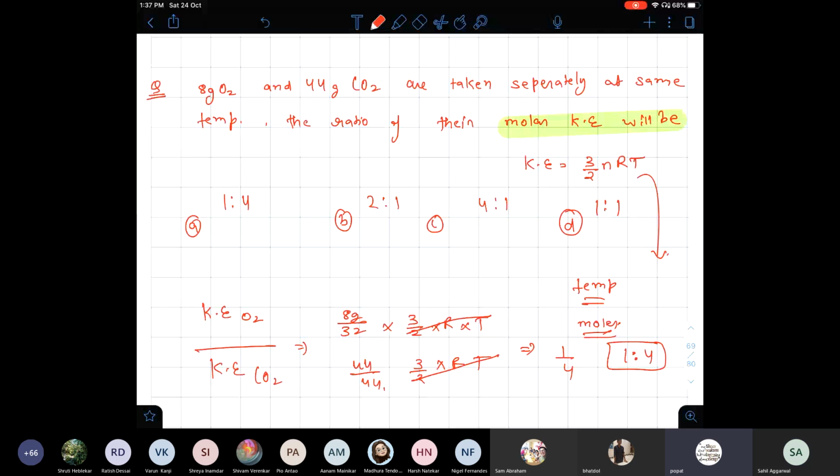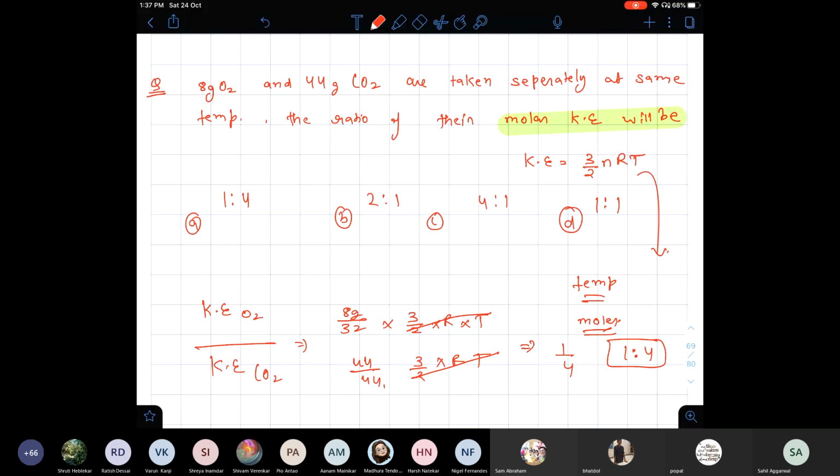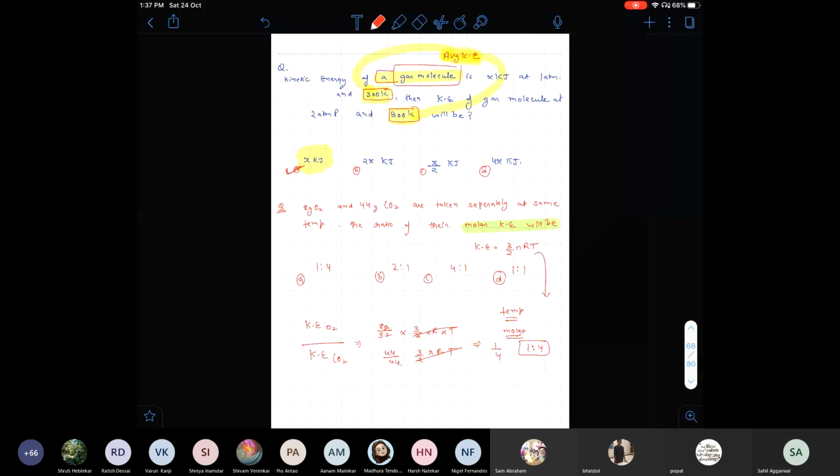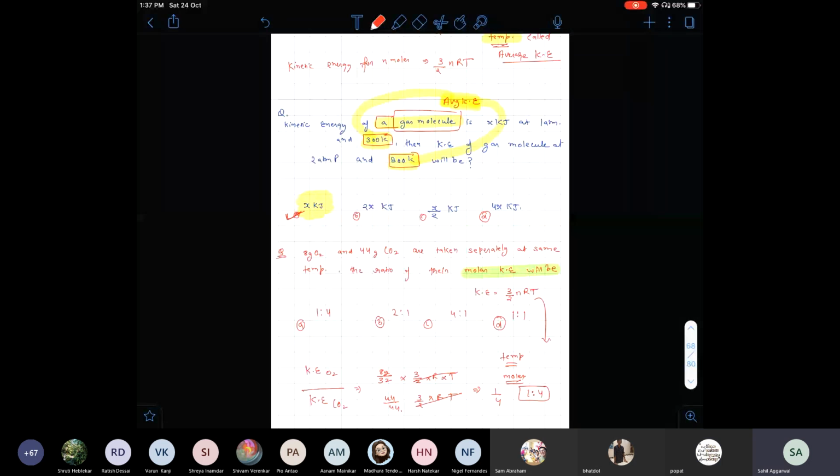Excuse me, sir. Yes. You bifurcated the n into given mass upon molar mass, no? Yeah. Understood both the questions and the difference between both the questions?